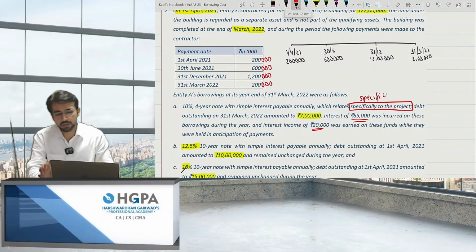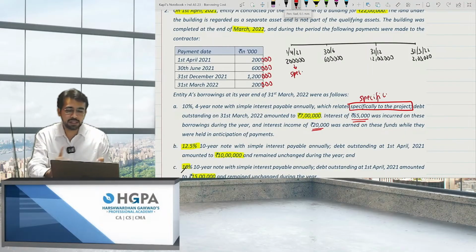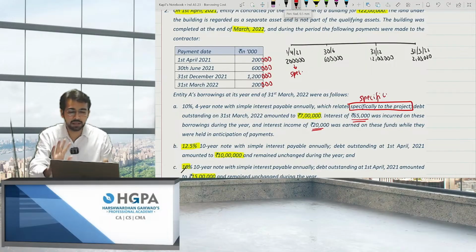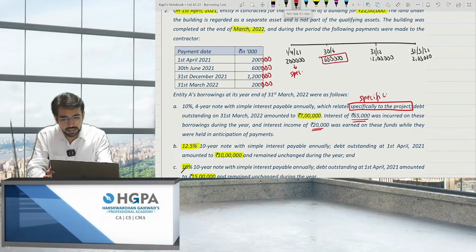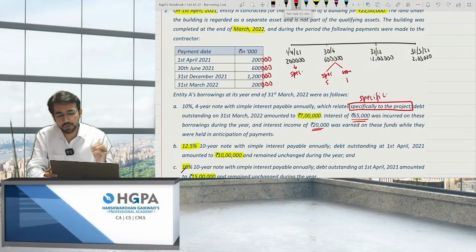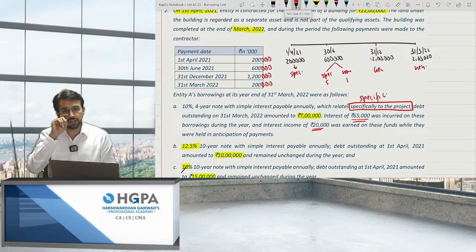Now comes the question, from where did you spend? Obviously this is from specific. 7 lakh was specific, 2 lakh is from specific, 5 lakh is remaining. So can I say out of this 6 lakh, 5 lakh was from specific and 1 lakh was from general. Obviously, the other was general and general.